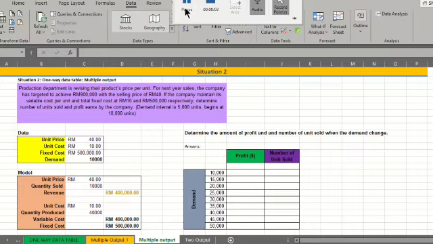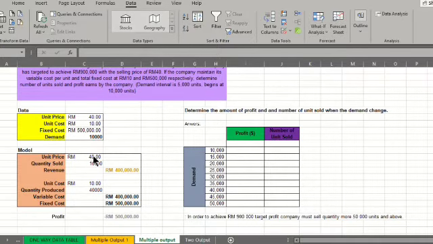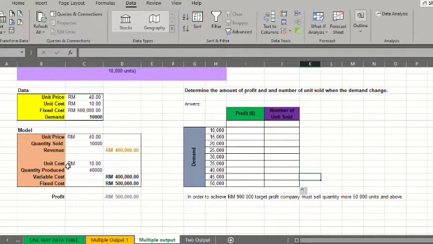For situation 2, one-way data table for multiple output. This is one-way of demand and the output of profit and number of units. So the question is, the production department is revising their product price per unit. For next year's sales, the company has targeted to achieve 900,000 ringgit with the selling price of 40 ringgit and the demand is 10,000. So when the unit price is 40 ringgit and the quantity sold is 10,000, therefore the revenue is 400,000, and the unit cost is 10 ringgit and quantity produced is 40,000, and the variable cost is 400,000. So the profit is the amount of revenue minus cost.